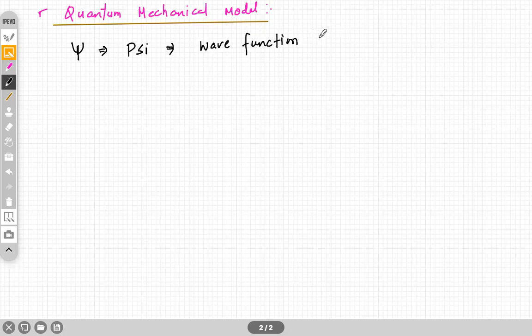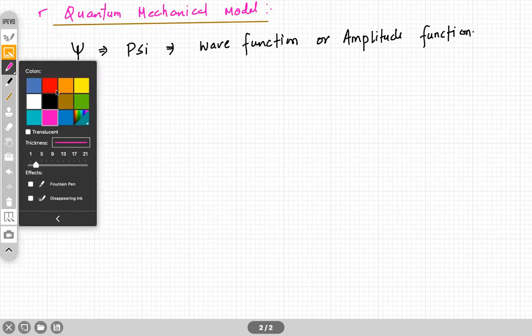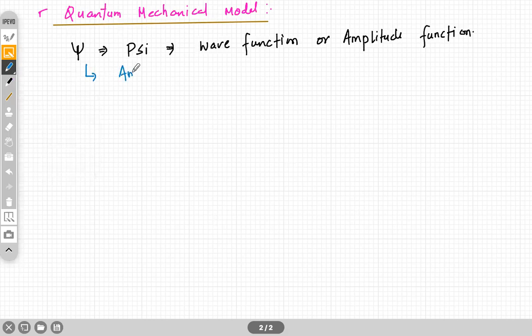Wave function or amplitude function. Correct? You can compare this with the amplitude of any wave, any light wave. Like a light wave has some amplitude, any wave has some amplitude. So this is the amplitude of the electron wave, you can say. It is the term he defined for the waves associated with electron. And hence it is the amplitude of the electron wave.